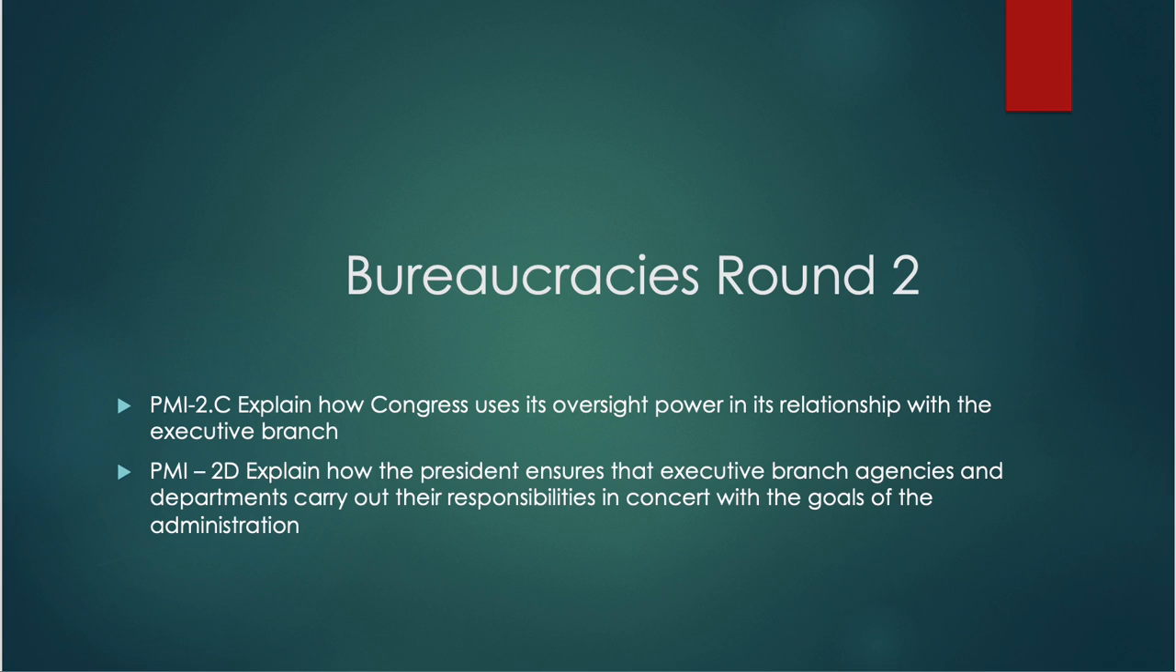All right, here's the second portion of bureaucracy. So we're going to look at how Congress can use its oversight powers in relationship with the executive branch. So another check. Also look at how the president ensures the executive branch, all those agencies and departments, actually carry out their responsibilities, because the president will have goals for that administration and at the end of the day is responsible for the implementation of a lot of those policies.